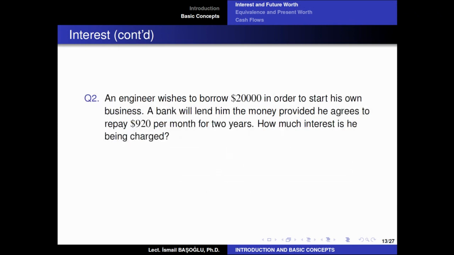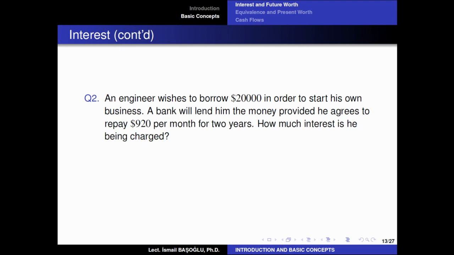Here in this question, an engineer wishes to borrow $20,000 in order to start his own business. A bank will lend him the money provided he agrees to repay $920 per month for 2 years. How much interest is he being charged? So let's understand the question. The engineer borrows $20,000 for the business, and the bank will lend him that money. So this $20,000 is the principal that the engineer is going to borrow from the bank.